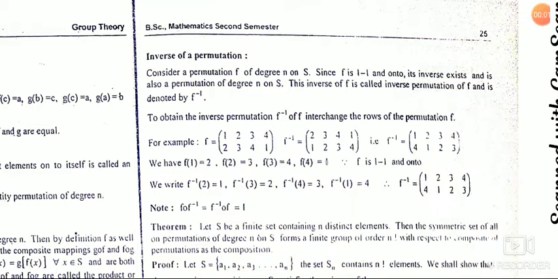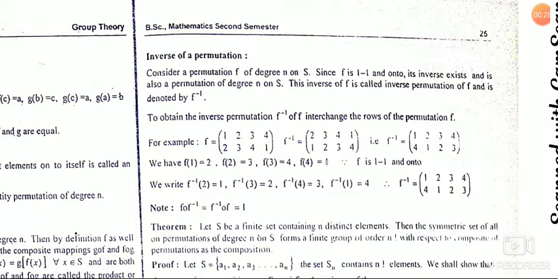Inverse of a permutation. Consider a permutation f of degree n on S. Since f is one-to-one and onto, its inverse exists and it is also a permutation of degree n on S. This inverse of f is called the inverse permutation of f and is denoted by f inverse.